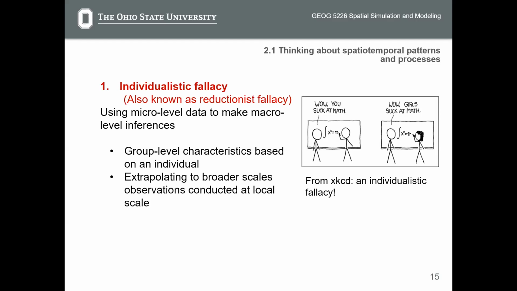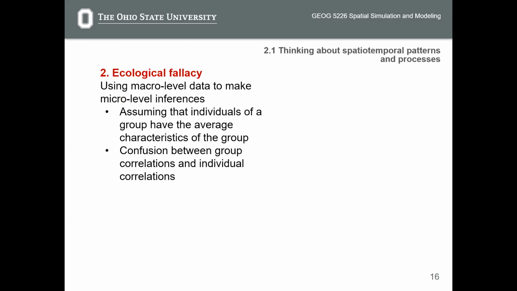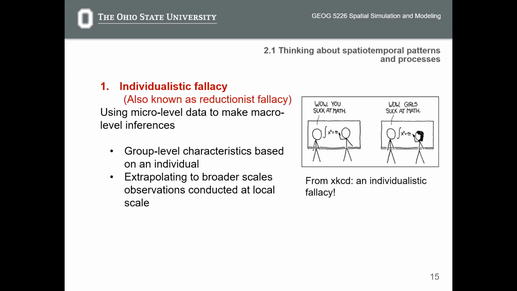It means that when you are drawing a conclusion from a phenomenon happening at a lower scale, you simply cannot move this conclusion to another research, to another phenomenon at a higher level. Okay, this is the first type of fallacy. Second, ecological fallacy, using macro-level data to make micro-level inferences. It is the opposite of individualistic fallacy.